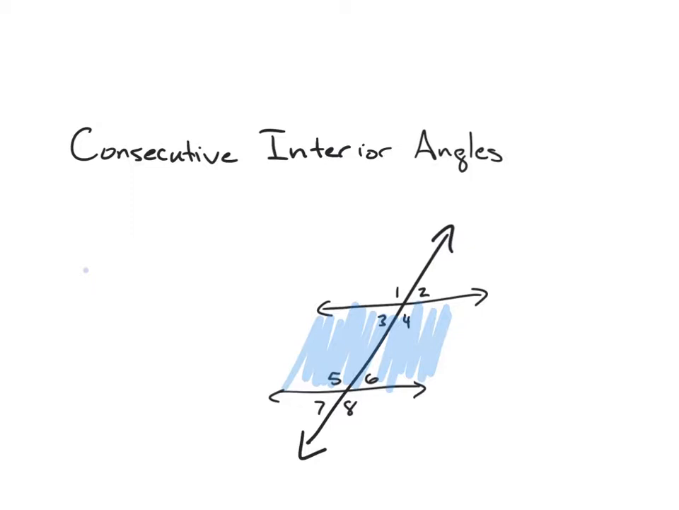So, for example, 4 and 6 are consecutive angles because they are on the same side of the transversal. They're also interior because they're in that blue region in between the two lines. So 4 and 6 would be an example of consecutive interior angles. Okay, and then let's look at 3 and 5 would also be an example of consecutive interior because they're on the same side of the transversal. They're between the two lines intersected by the transversal.